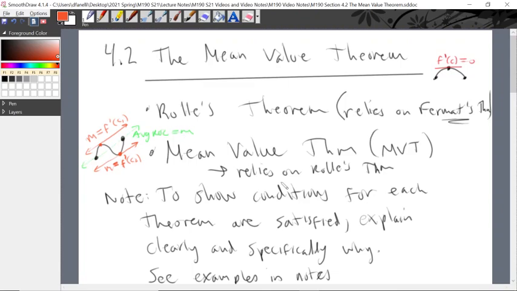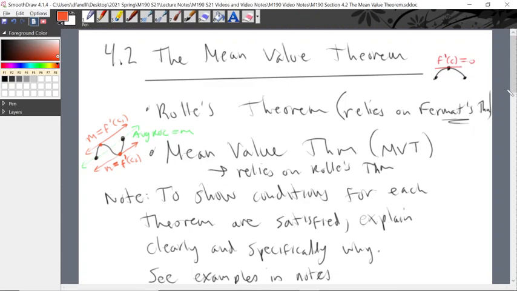So the mean value theorem is a theorem that guarantees, by the conditions of continuity and differentiability within the open interval, that there are going to be points such that the derivative at the point is the same as the average rate of change over the interval. Okay, so the mean value theorem is a continuation of Rolle's theorem. We'll see how that applies. And Rolle's theorem is provable by using Fermat's theorem.